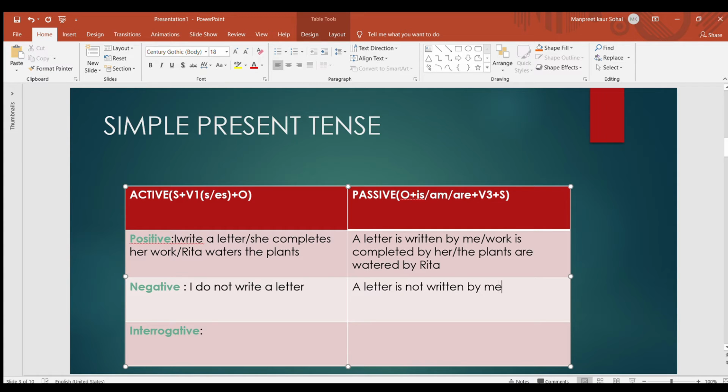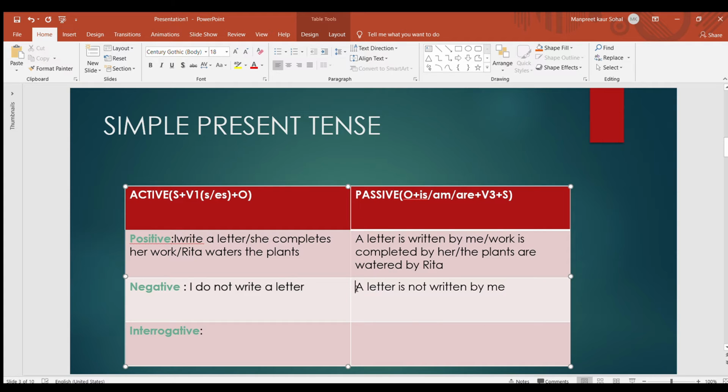See, a letter is the first here. This is subject, a letter. Now is is the helping verb here. This is at second position and not is at third position. Please note that not is always put at third position in whatever sentence you get.